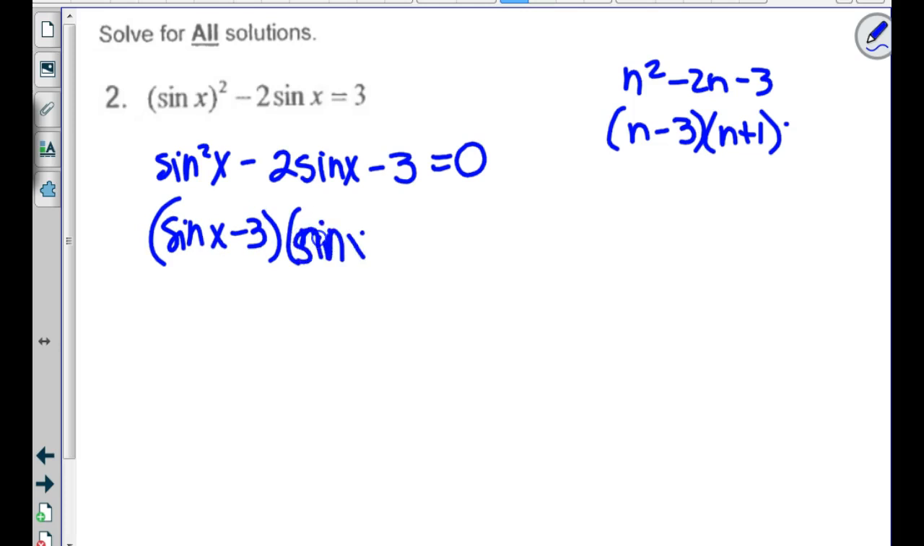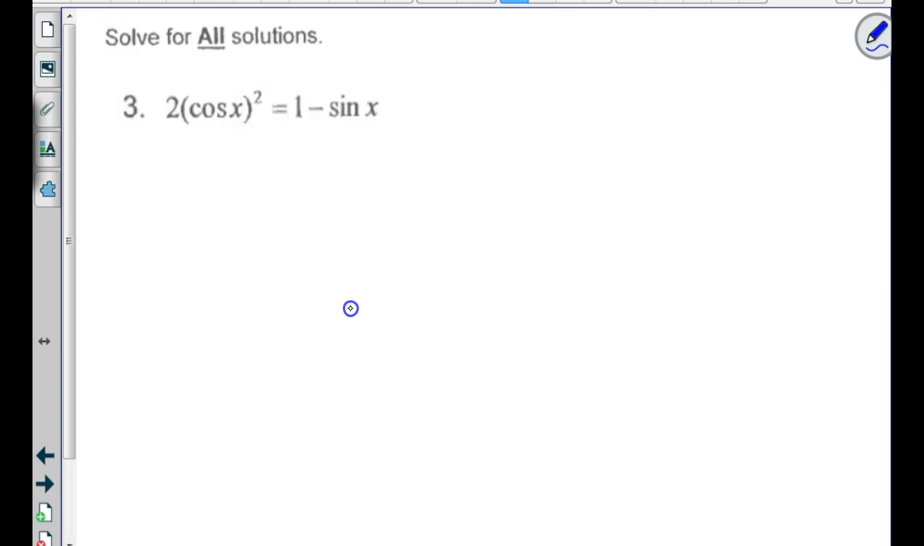Okay, pretend I can write. Do you need me to finish that one or not? Okay. I want to look at a couple more because there's a tricky one here. Keaton's going to get it wrong. 2 cosine squared equals 1 minus sine x.